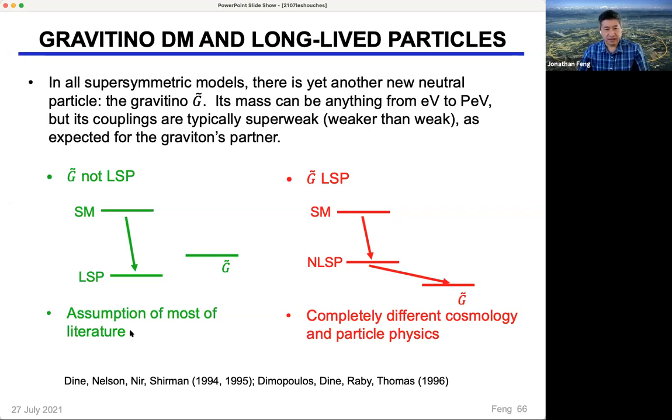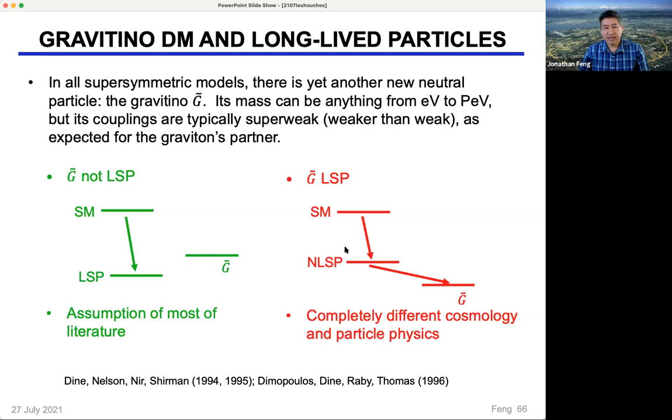The reason you shouldn't ignore them, however, is that, of course, the gravitino doesn't have to be not the LSP. It could be the LSP. It's got a mass that goes from eV to PeV. And so you could have a MeV gravitino or a 10 GeV gravitino, in which case it would definitely be the lightest supersymmetric particle.